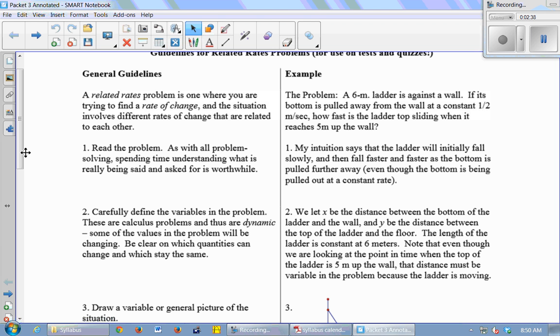All right, so step 2, carefully define the variables in the problem. So these are calculus problems, and thus they're dynamic. So rates of change are going to be some of our variables, and we use notation like dr/d theta or dy/dx to represent rates of change. Be clear on which quantities can change and which quantities are constant.